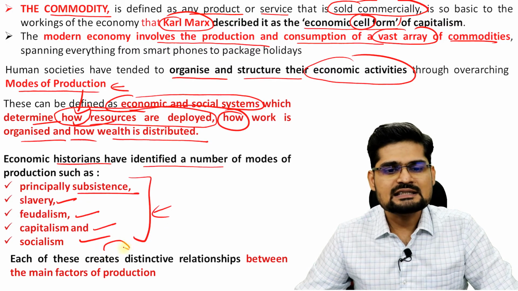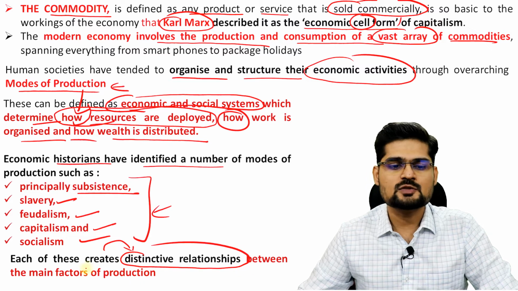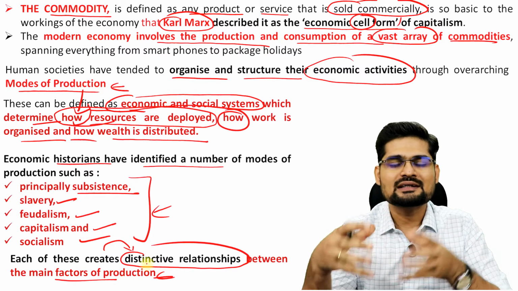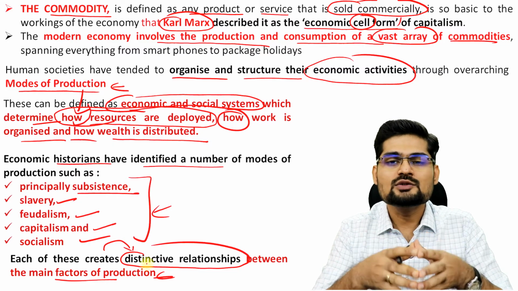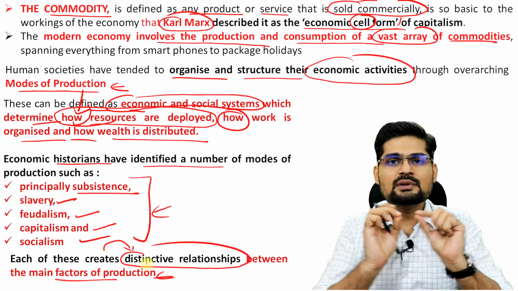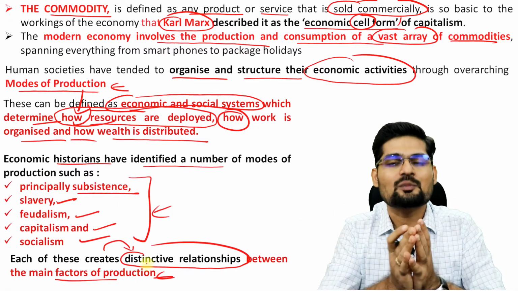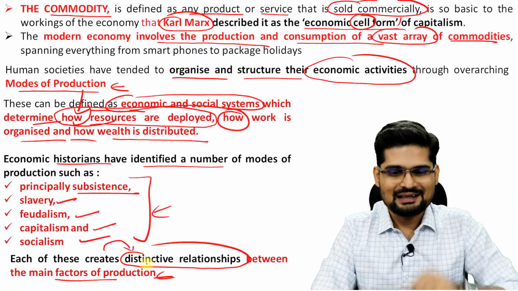So each of these creates a distinctive relationship between the main factors of production, that is land, labor, capital, technology, knowledge. So what does it do? The modes of production bridge the factors of production to form an entire economic system. That is important to understand.